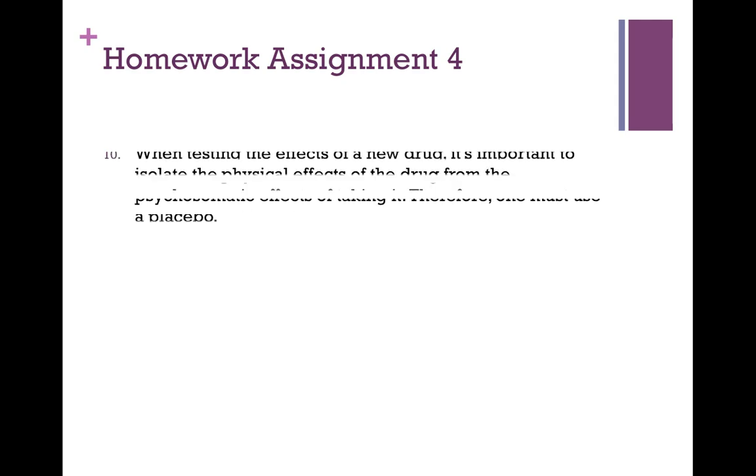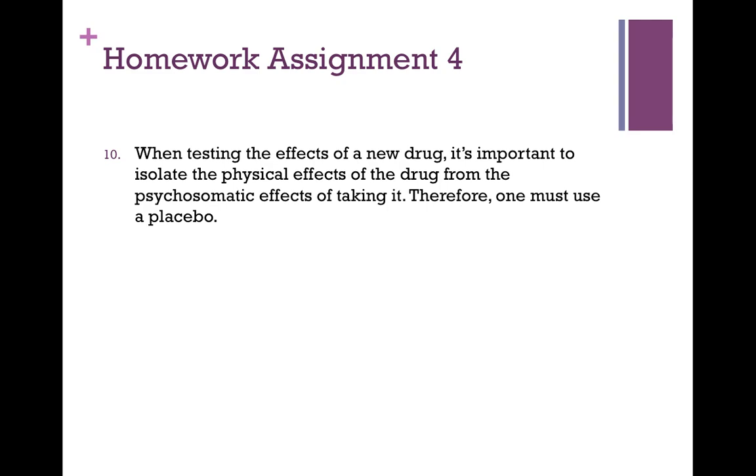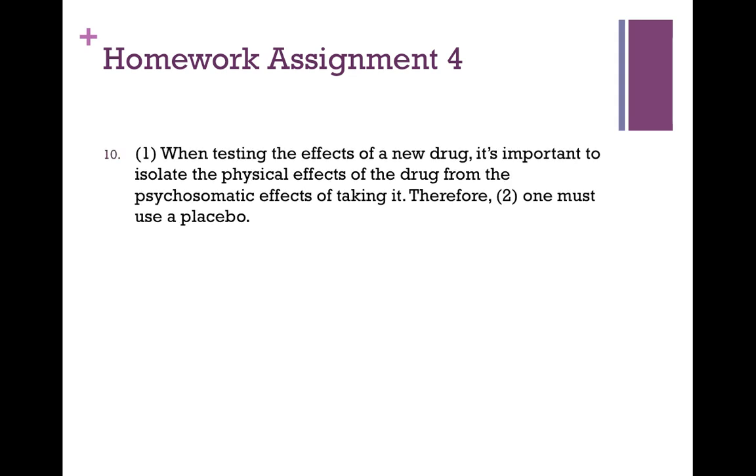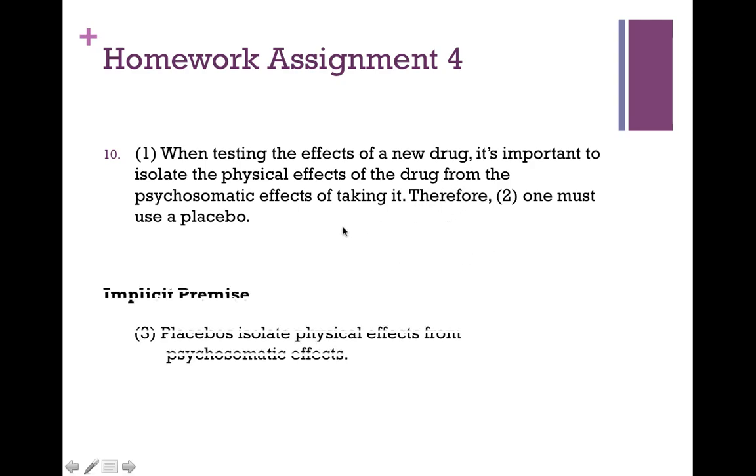so that's why this is a very good example. And then finally, this one was kind of confusing because there's a lot of fancy language in it, but once you get past that, it's actually pretty easy. When testing the effects of a new drug, it's important to isolate the physical effects of the drug from the psychosomatic. That just means things are all in your head. From the psychosomatic effects of taking it. Therefore, one must use a placebo. And we number this right here, and we see that we have these two propositions. The conclusion is clearly number 2 because we have our indicator word, therefore, and it's assuming something like placebos isolate physical effects from psychosomatic effects.